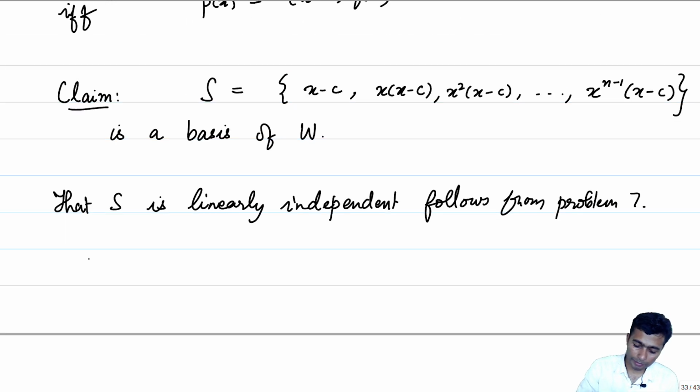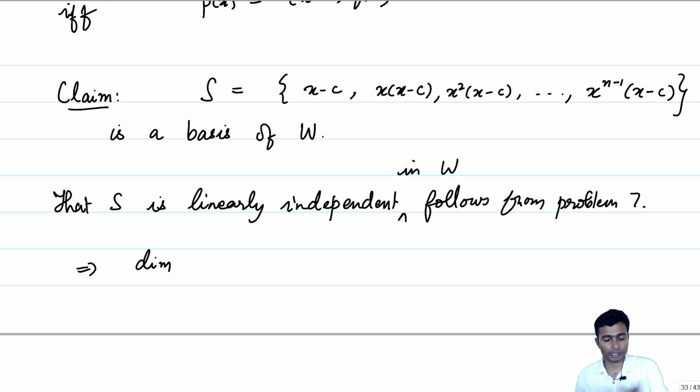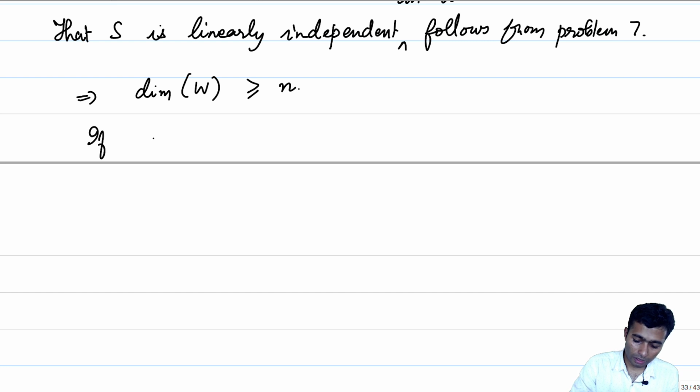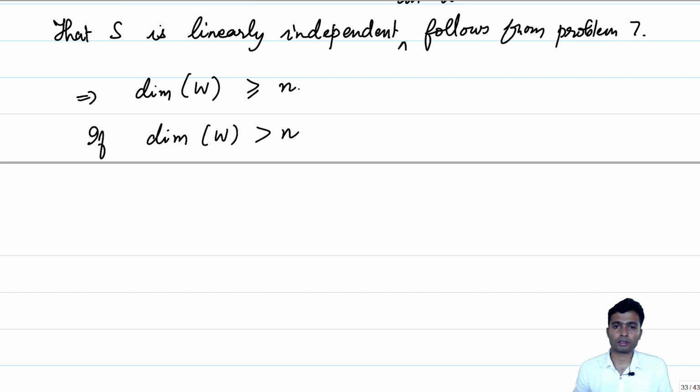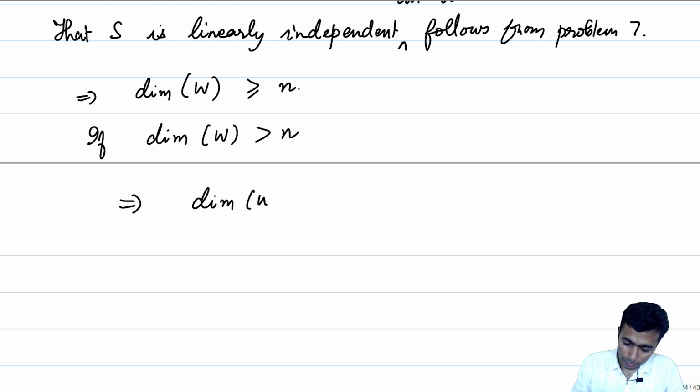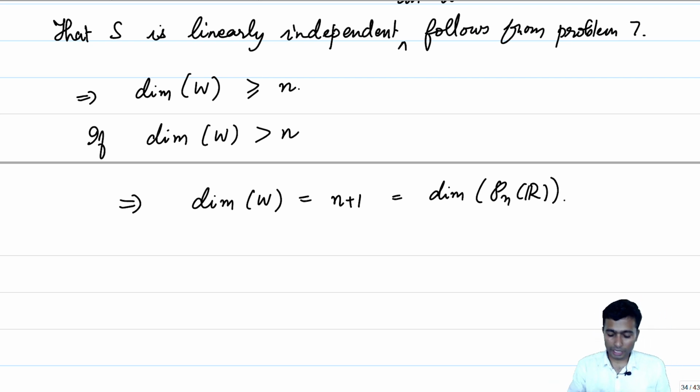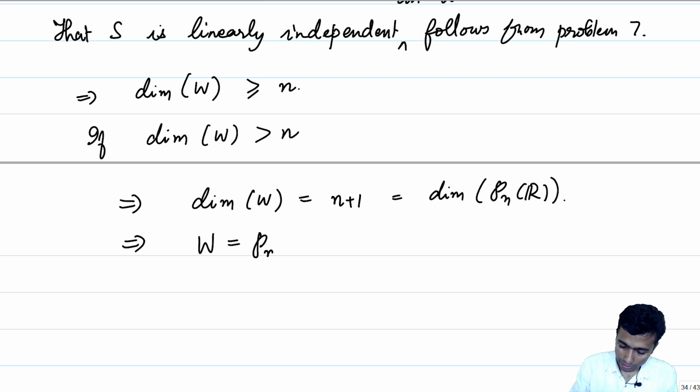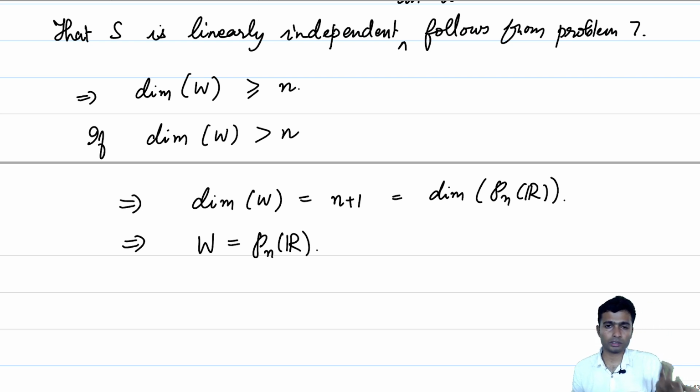And what is the size of S? All these are vectors in W and they are linearly independent. Therefore, dimension of W should be greater than or equal to the number of them. This is 0, 1, 2 up to n minus 1, so there are n of them. If dimension of W is greater than n, it has to be n plus 1, because Pn of R has dimension n plus 1. This would imply dimension of W is equal to n plus 1, which is the dimension of Pn of R. We have used this type of argument earlier in one of the problems. That would imply W is equal to Pn of R, since the only subspace of Pn of R with dimension n plus 1 is itself.